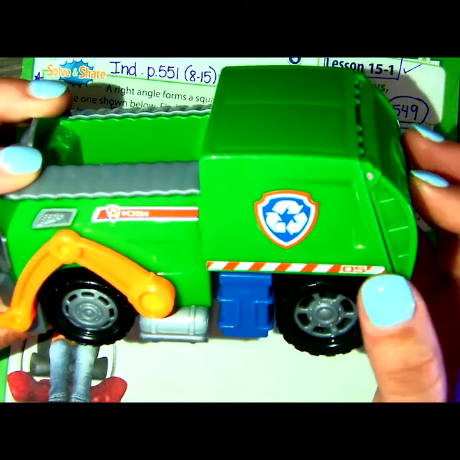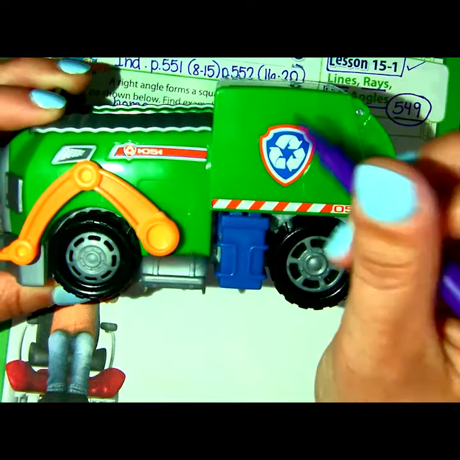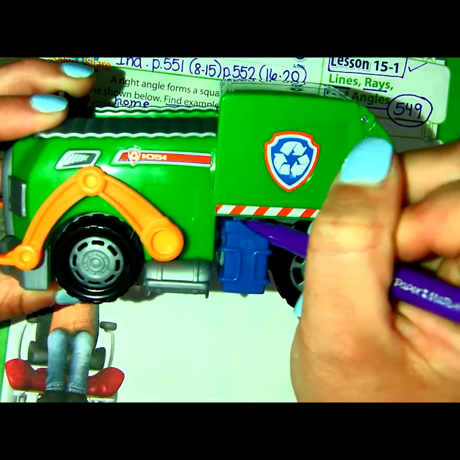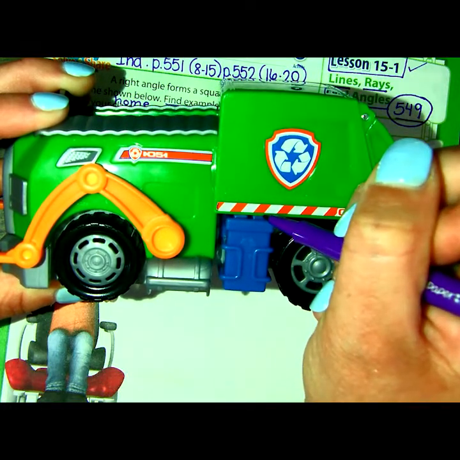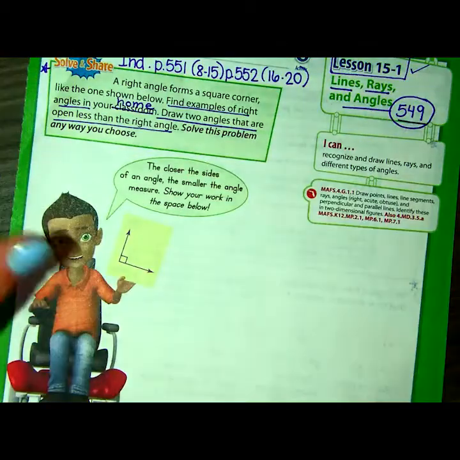Oh my goodness, who is this? Rocky. Rocky's Paw Patrol dumpster, right? Recycle Rocky. I can see that these two lines right here along his truck also form a right angle. I'm not going to draw the square because Bryn would be pretty upset.